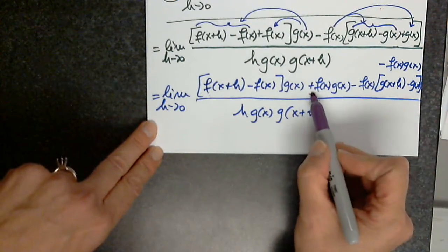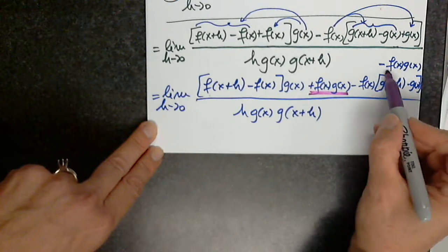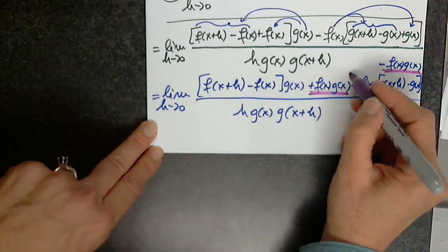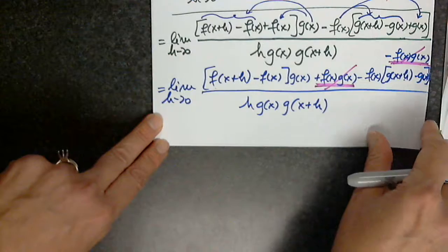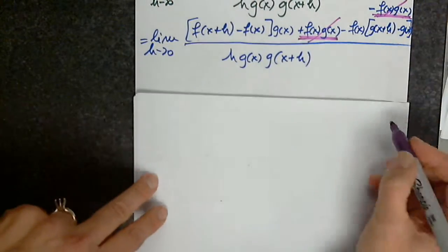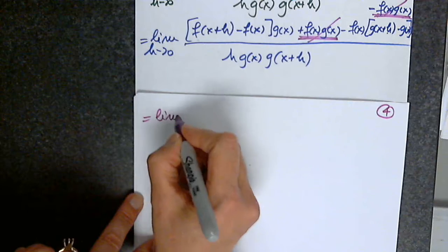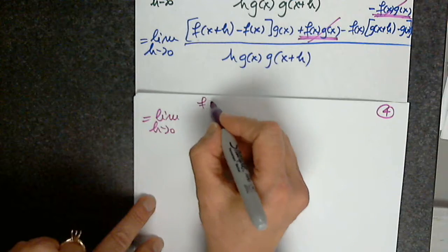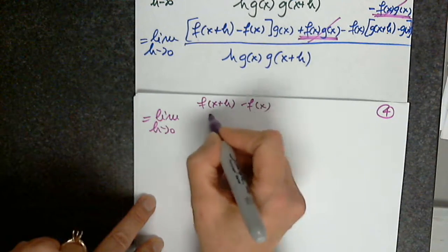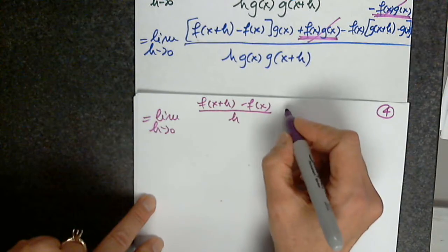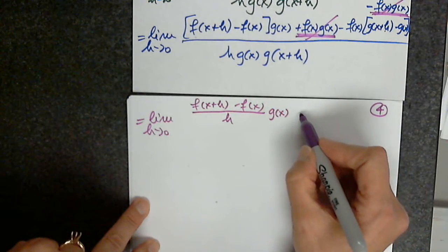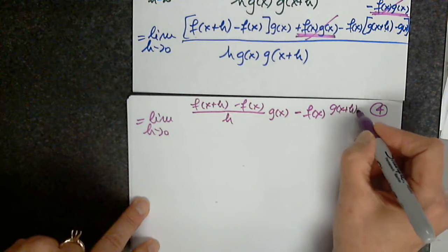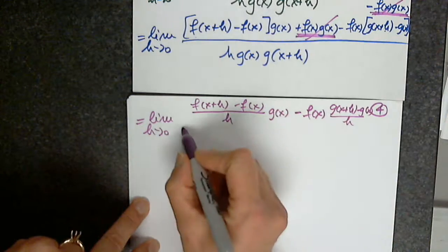Okay, so notice what happens here. Can anyone tell us what happens to these two terms? Correct. They go away. Okay, we're almost there. So this is the limit, h approaches 0. So now I'm going to do this. F of x plus h minus f of x. I'm going to bring this h back up. And then minus f of x, g of x plus h minus g of x divided by h.